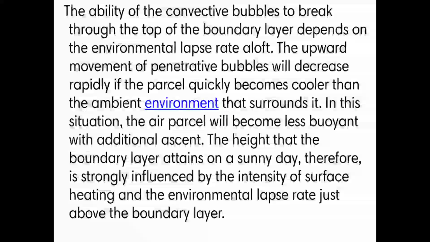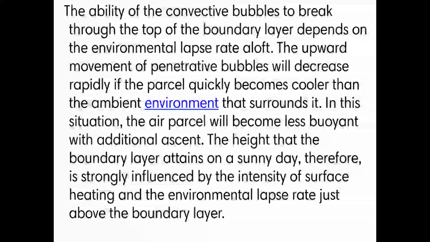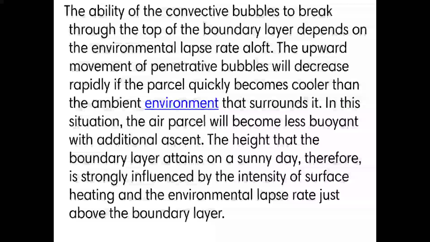The ability of the convective bubbles to break through the top of the boundary layer depends on the environmental lapse rate aloft. The upward movement of the penetrative bubbles will decrease rapidly if the parcel quickly becomes cooler than the ambient environment that surrounds it. In this situation, the air parcel will become less buoyant with additional ascent.